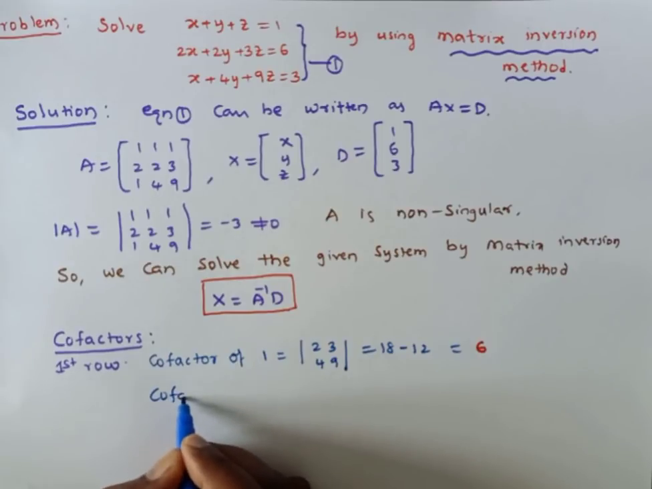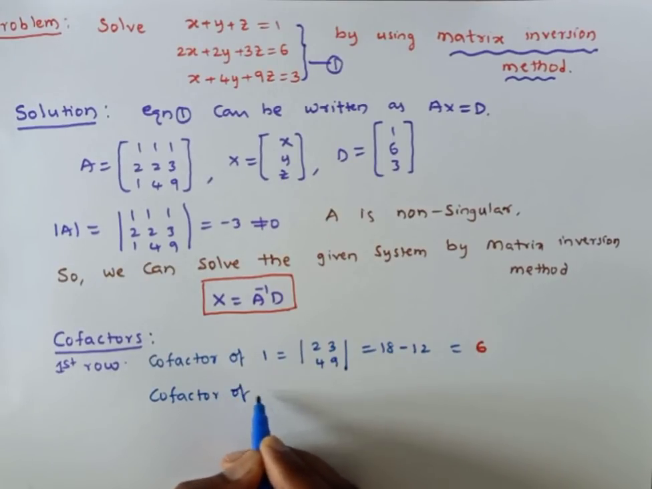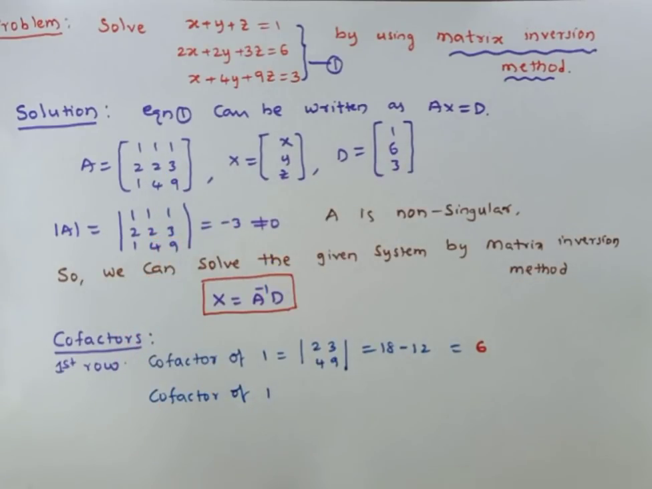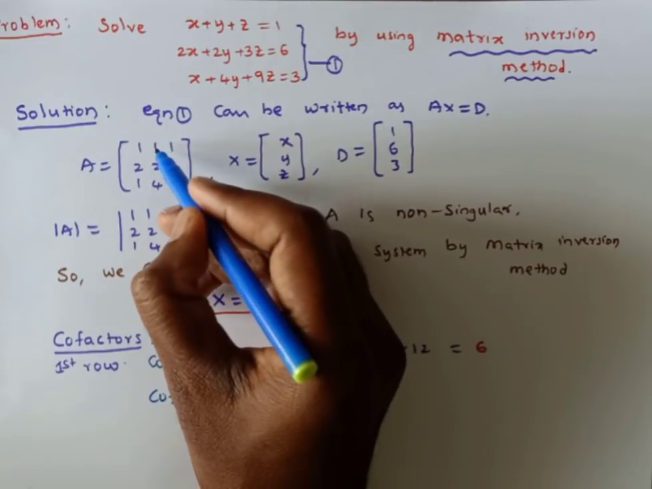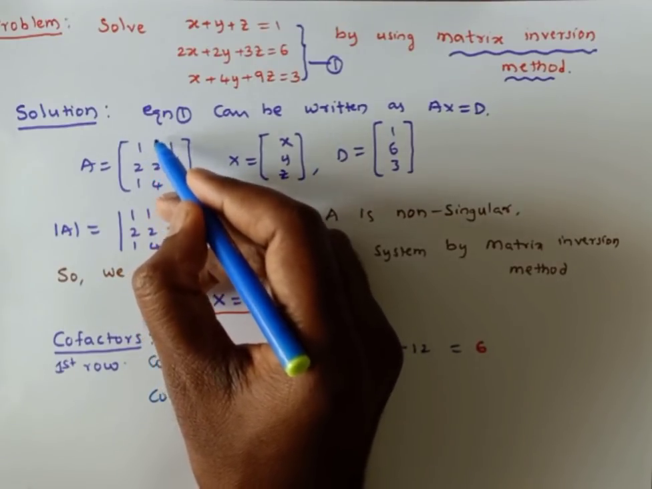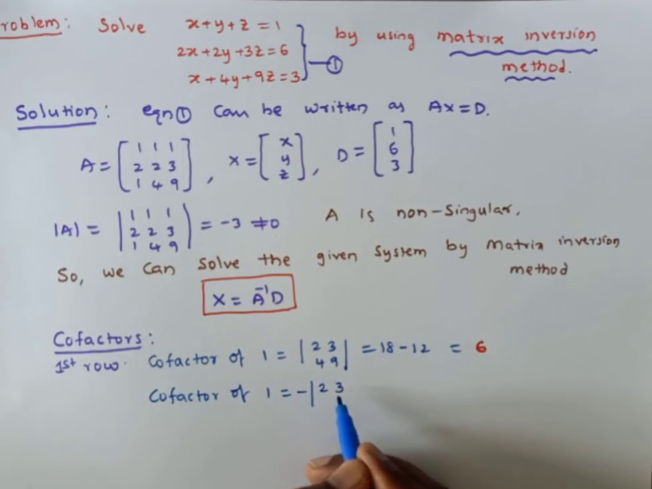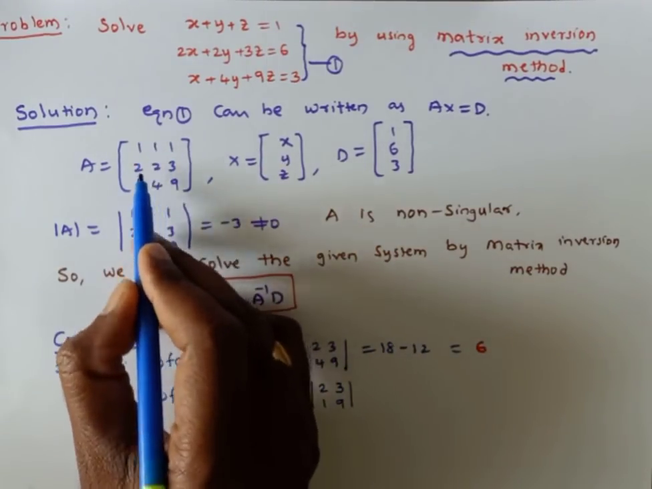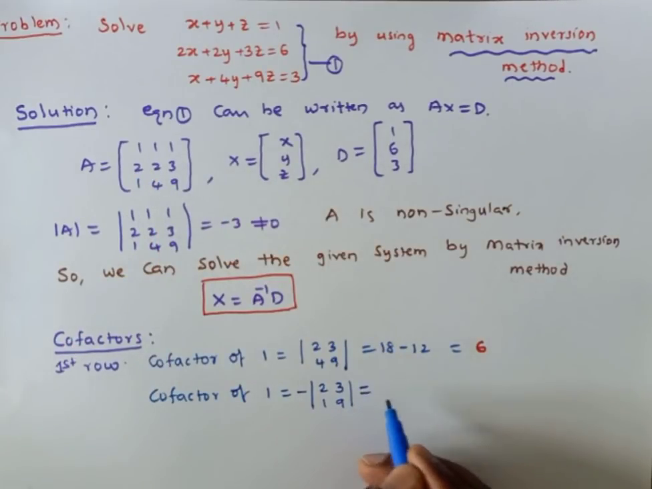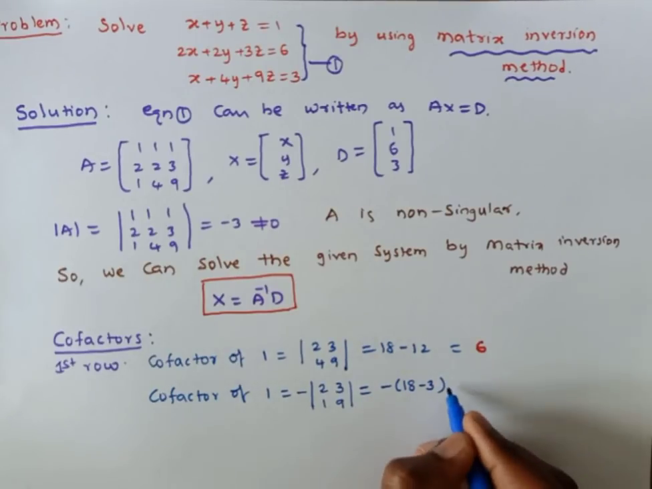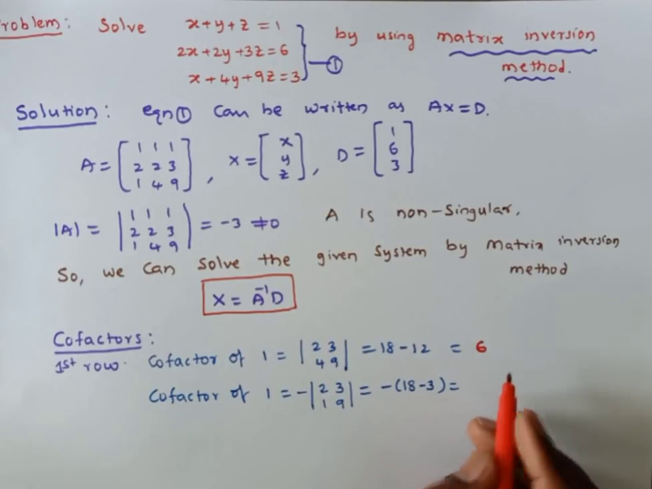Next, the cofactor of again 1. So it is not the same here, because the position of this one and this one will be different. So again, you need to find the cofactor of this one also. This one is present in the first row, second column. So the sign is negative into, here the elements are 2 3 1 9. By deleting this row and this column we get these 4 elements, which equals minus of 18 minus 3, that is minus 15.